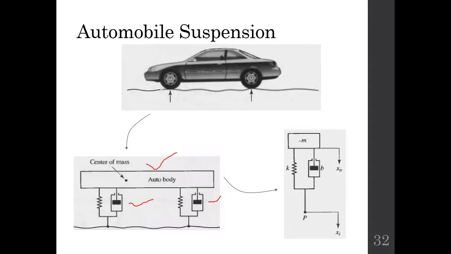Here we have a mass which is actually the body of your car. Then here is a spring and a dashpot. This is the input displacement, and this is the output displacement. Normally, the car will be disturbed by the surface, and then based on this disturbance, you will get displacement at this point.